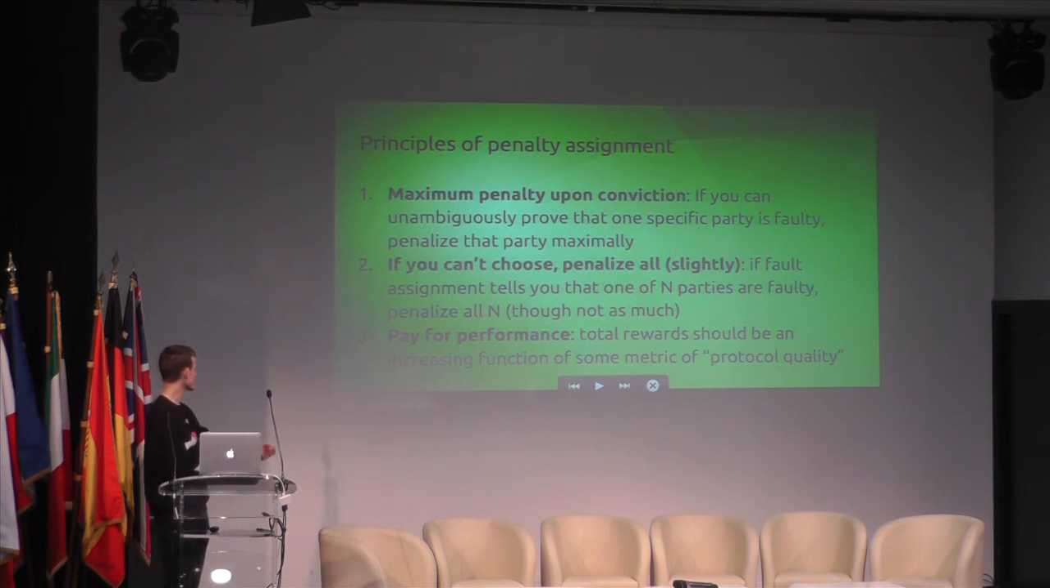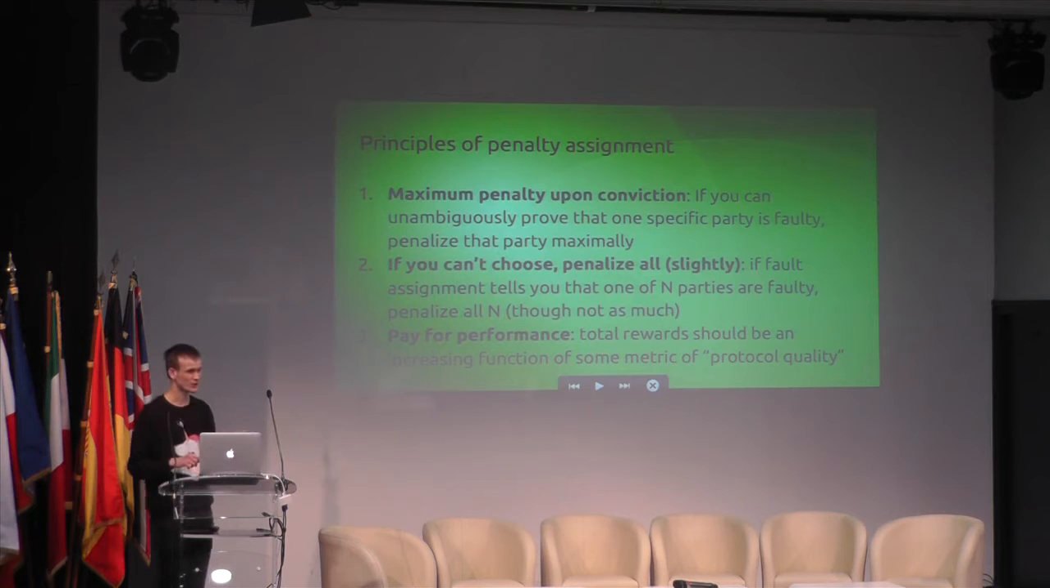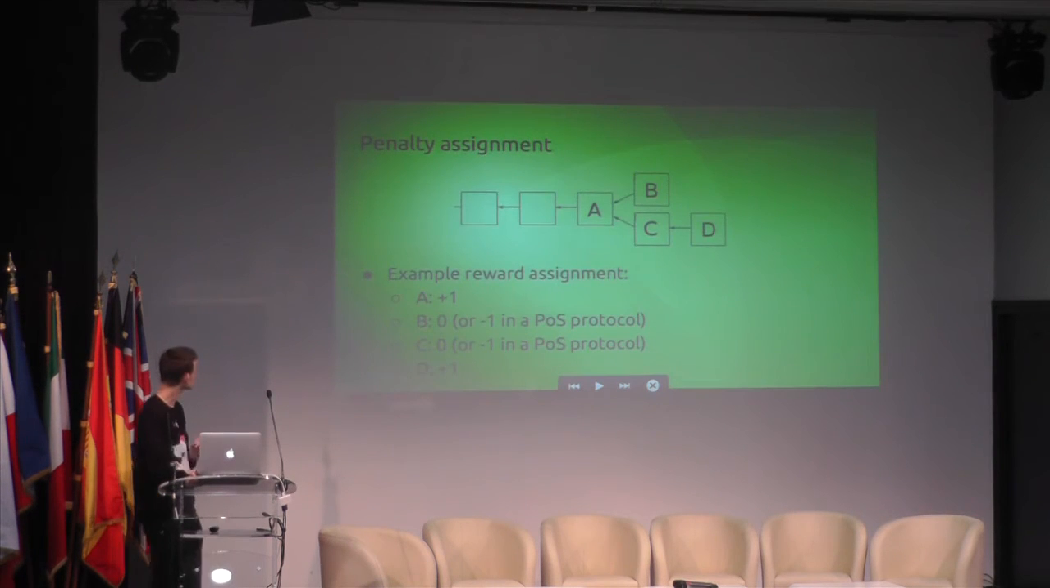The third principle is pay for performance. So the total rewards, or the total rewards minus penalties, should be an increasing function of protocol quality. The total sum of the rewards and penalties that you assign should go up as the observed protocol execution gets closer and closer to the optimal protocol execution. So in an example reward assignment here, A can get a reward of 1, D can get a reward of 1, and B and C can both get nothing.